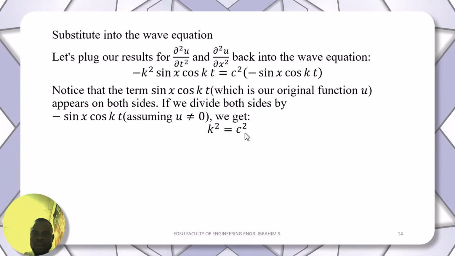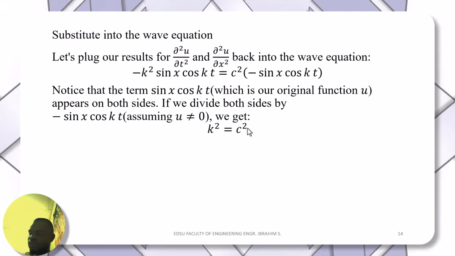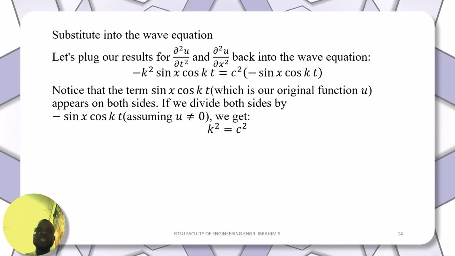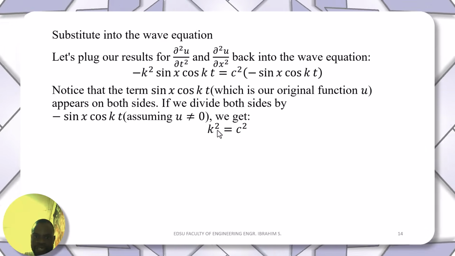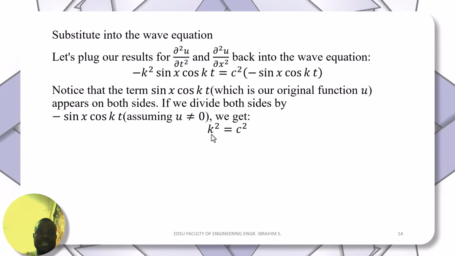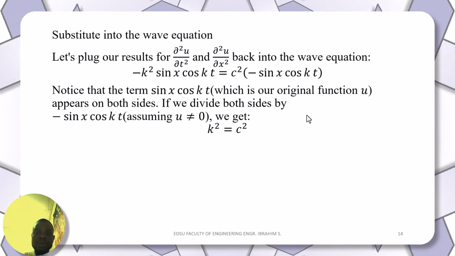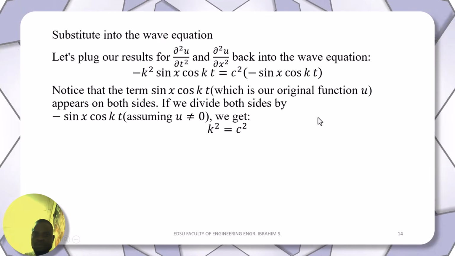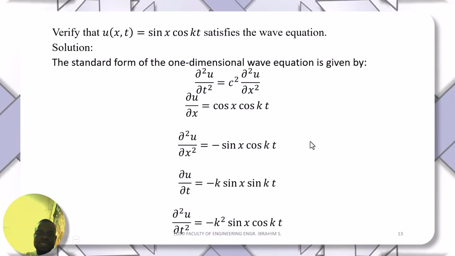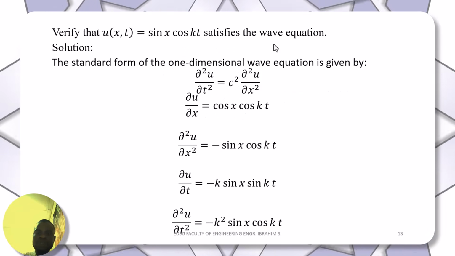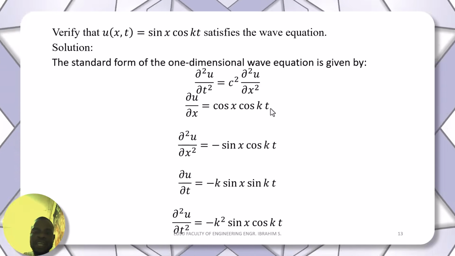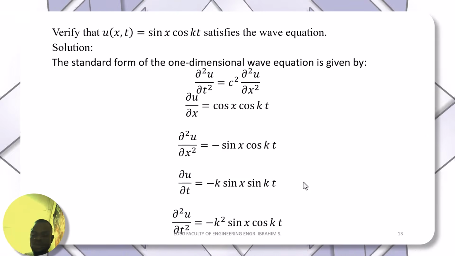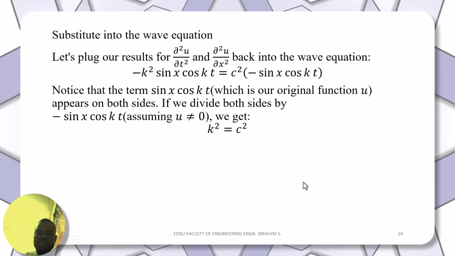Our k square equals c square. So because of that, we say it satisfies what? The wave equation. Our c square is k square, which means c is k. Then it means u satisfies what? Our wave equation. Imagine you see this in your test now. Will it be difficult? It's just for you to solve it, and you have already seen that your k is c, and it means it satisfies the wave equation.